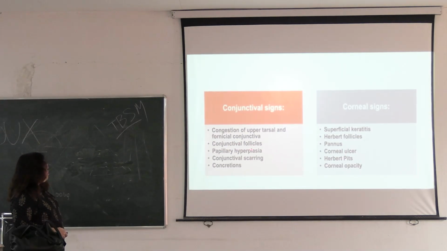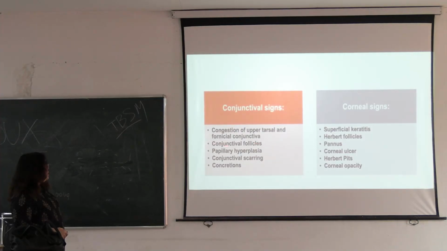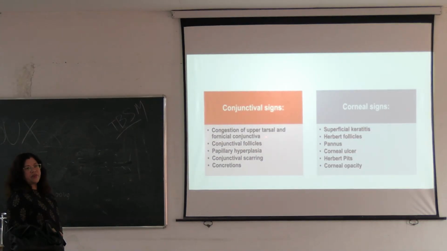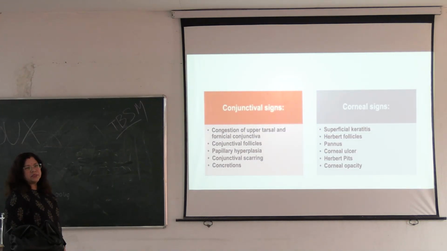And conjunctival follicles, follicles are round sago-like, round-shaped follicles, and papillary hyperplasia, this is the hypertrophy of the conjunctival epithelium. Then conjunctival scarring is present, and concretions. Concretions are also present mostly in the upper palpebral conjunctiva. And corneal signs, superficial keratitis.